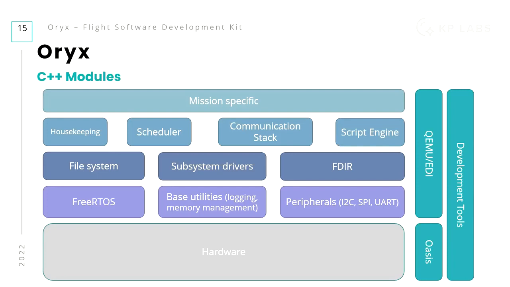We have ready-to-use file systems. For example, if you have a NAND that you want to use, like 4 or 8 gigabytes, which is quite common right now, we have a file system that you can use for that.